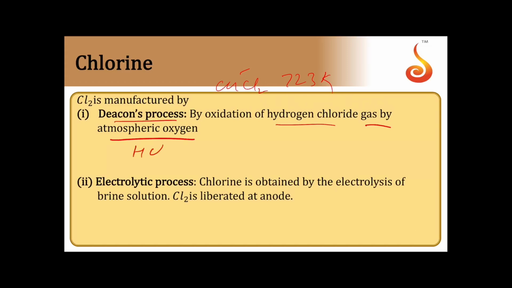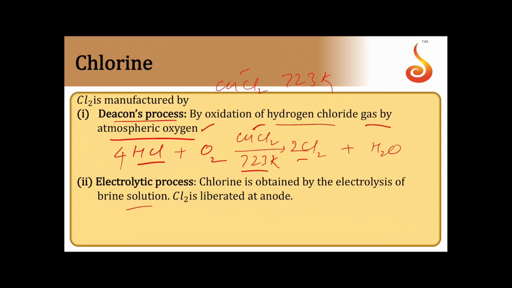So therefore it will be HCl plus heating in atmospheric oxygen, and we require CuCl2. Temperature is 723 Kelvin. It forms Cl2 and H2O. On balancing, 4 will come here and then 2 moles will come. So oxidation of HCl with atmospheric oxygen in the presence of CuCl2 at a temperature of 723 Kelvin gives rise to chlorine gas. One more is the electrolysis of brine, which also gives chlorine gas at anode.